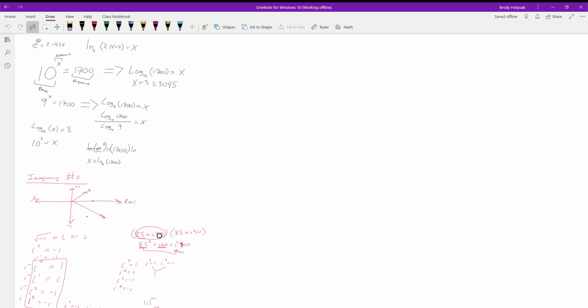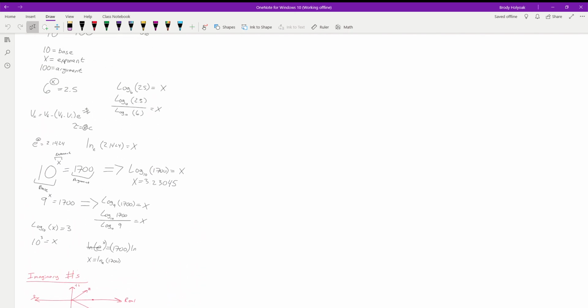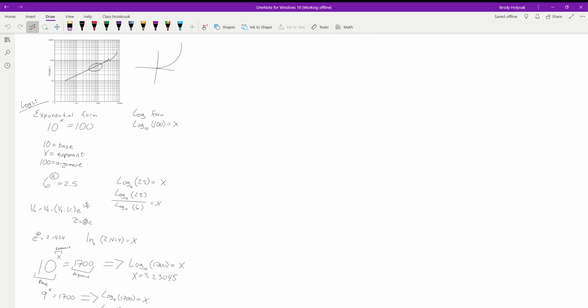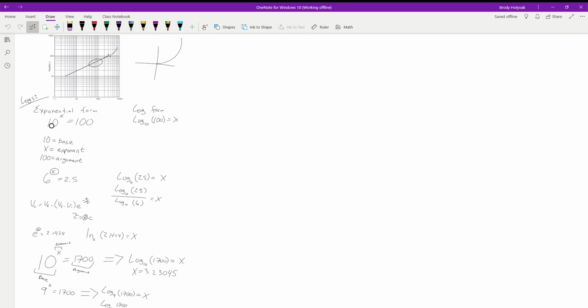Let's see, imaginary numbers, logs, remember, you have your base to an x is equal to some value, is your exponential form. The log of that is log of whatever base you had times your answer, your argument, is equal to your exponent. Logs, all we use is to grab that exponent and move it down so we can manipulate it.